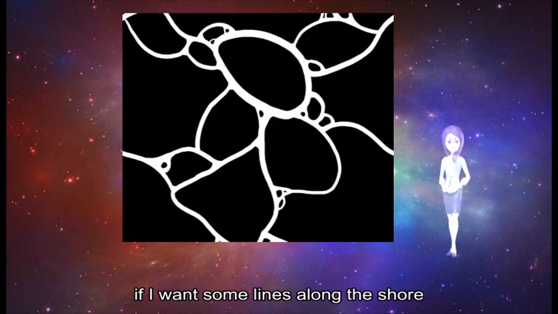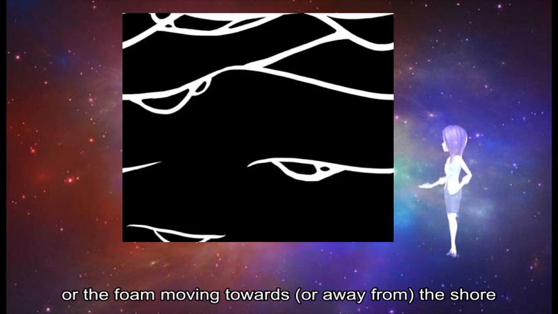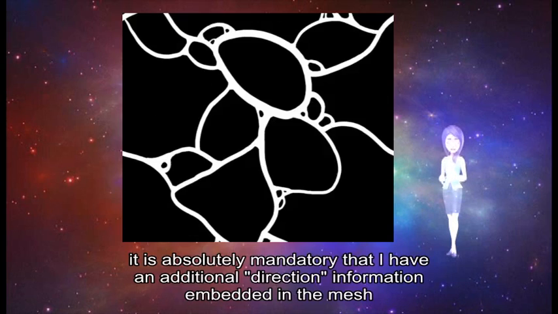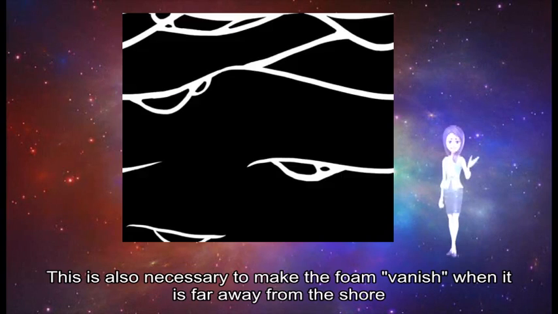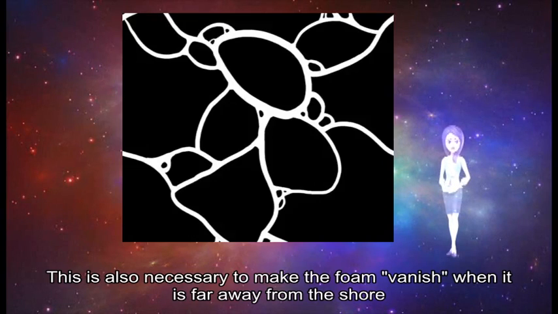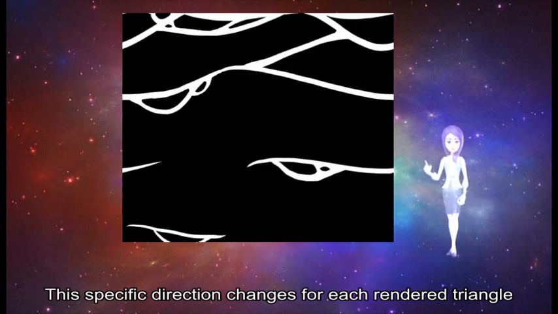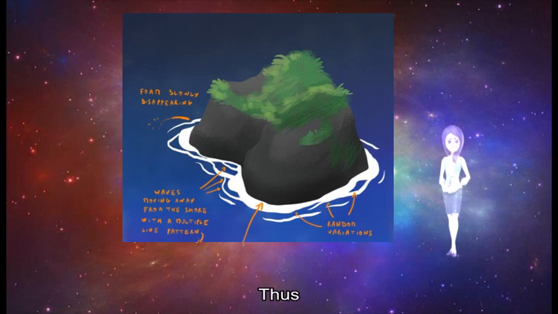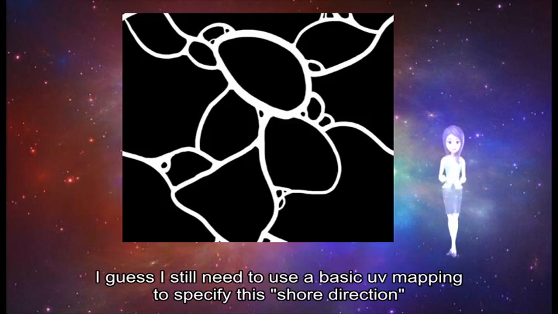Now, if I want some lines along the shore, or the foam moving towards or away from the shore, it is absolutely mandatory that I have additional direction information embedded in the mesh. This is also necessary to make the foam vanish when it is far away from the shore. This specific direction changes for each rendered triangle, so I need to encapsulate it in one way or another on the mesh vertices. Thus, I guess I still need to use a basic UV mapping to specify this shore direction.